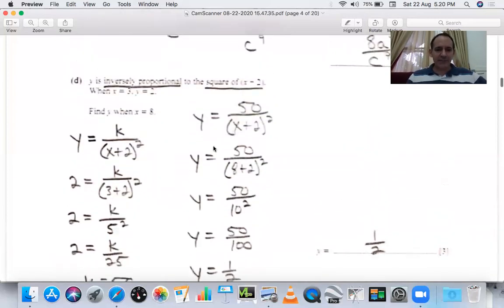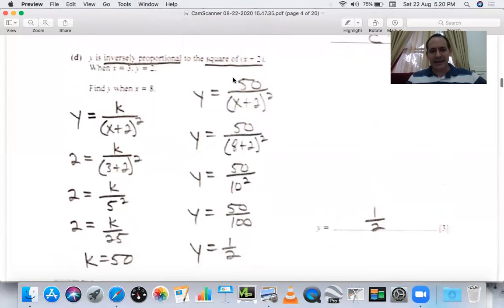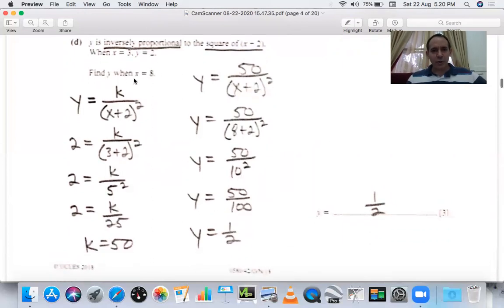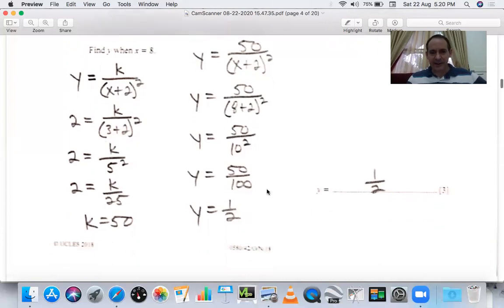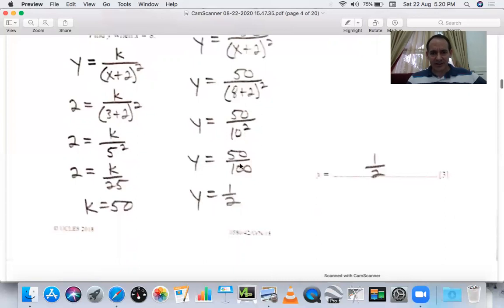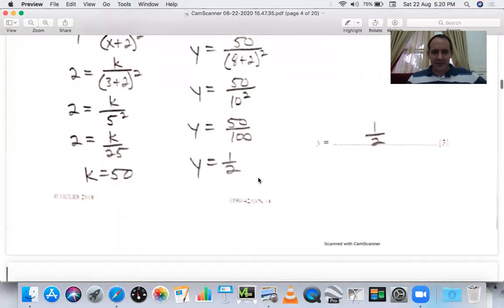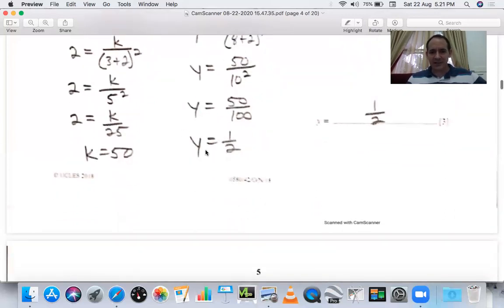So now that you have that, you set up your problem again with the k put in, and now it only gives you one number. X equals 8, and you have to find the y. So plug in the x. 8 plus 2 is 10. 10 squared is 100, and 50 divided by 100 is 1/2. That's your value for y, and you get 1/2.